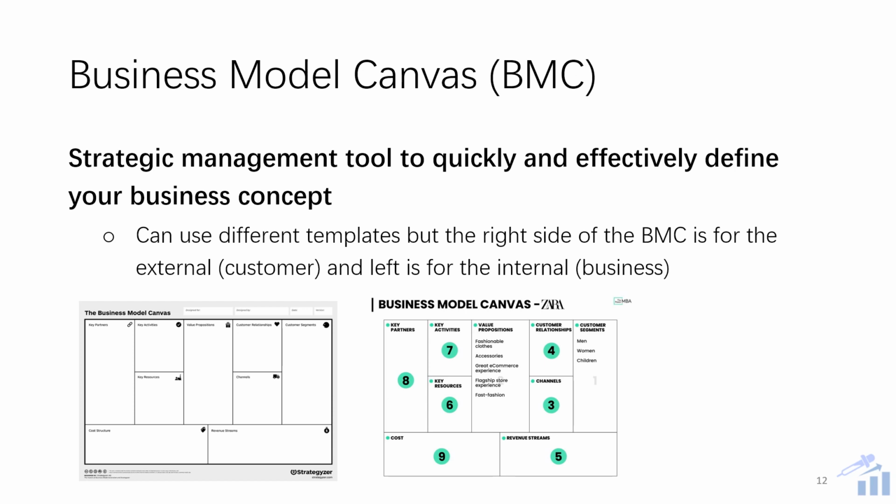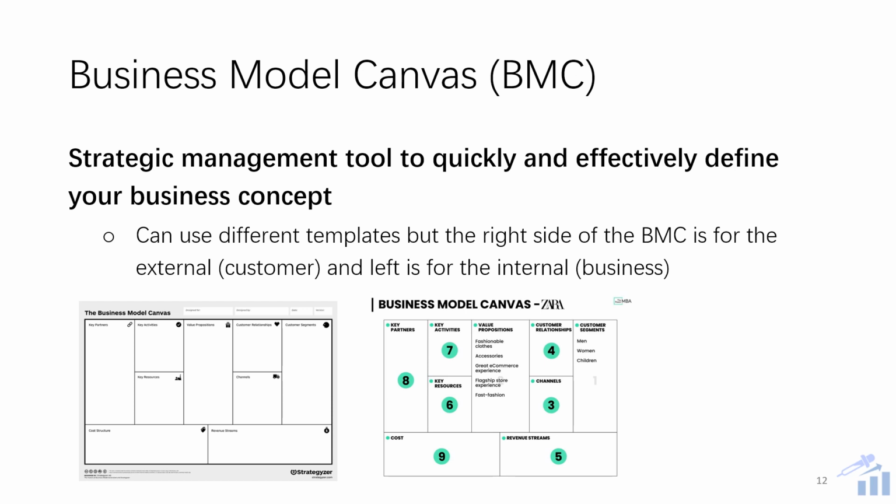Now for the cost structure. You need to outline the fixed and variable costs associated with your business model. These expenses could be related to operations, marketing, technology, personnel, of course, and more.